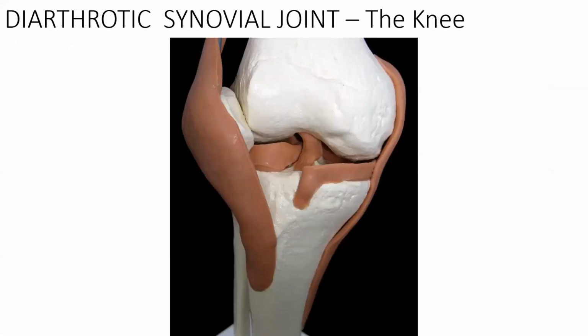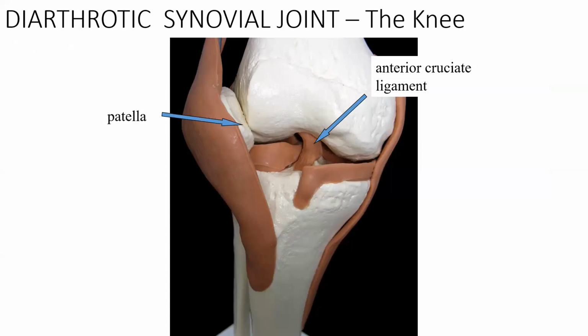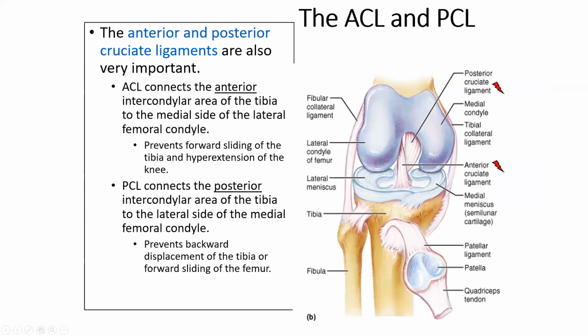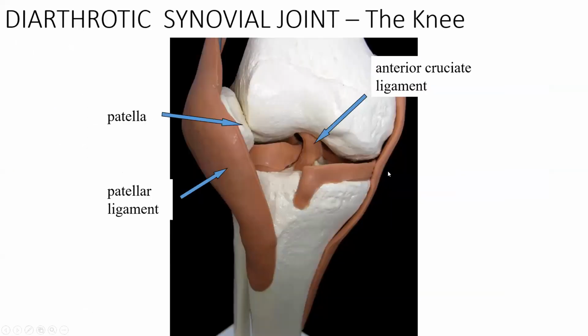So there's our knee. We're looking at it. We've slid the patella over with the patellar tendon off to the side. What you're seeing here is the anterior cruciate ligament, a very common injury. We see the patella inside the patellar tendon or ligament. And of course, this is the femur up here and the tibia down here, and you can see the meniscus pads here and here too.